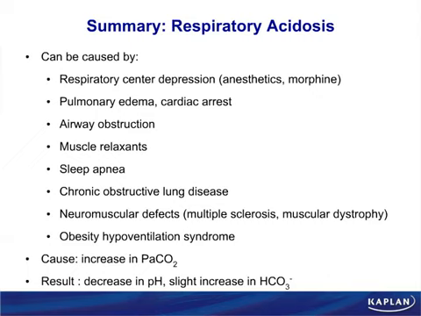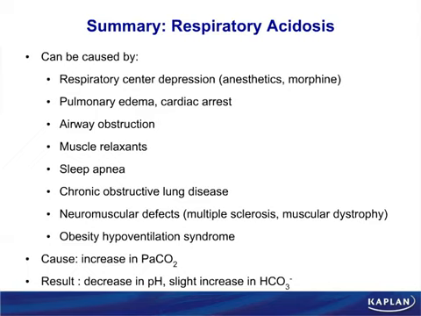Things that can cause a respiratory acidosis. Well, respiratory center depression with anesthetics, drugs, morphine, etc. Pulmonary edema if I can't breathe well. Cardiac arrest, any kind of airway obstruction. If I paralyze muscles, well, that makes sense. Now I can't breathe. Sleep apnea, I stop breathing while I'm sleeping. As we already indicated, chronic obstructive lung disease, COPD patients, or chronic respiratory acidosis, or classic respiratory acidosis.